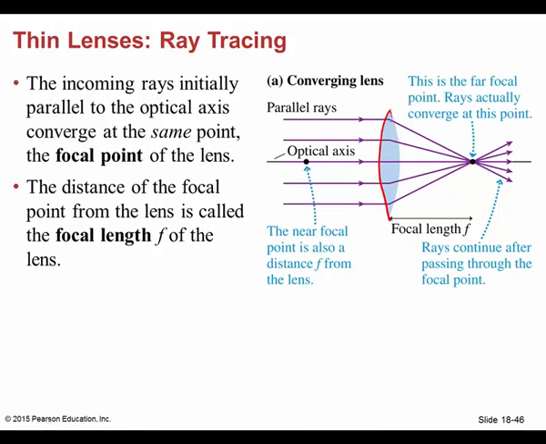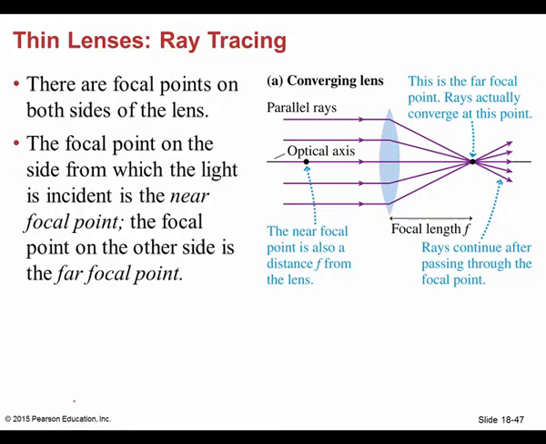This distance is measured this way. We have a line passing right through the middle of the lens. It is measured from that point to the focal point. That's called the focal length, okay?